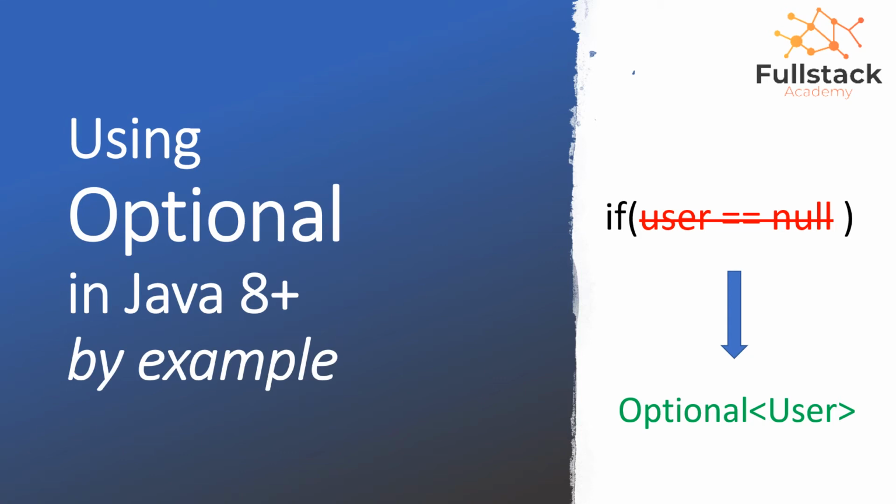Today, we will see how we can use the new Optional Java class in Java 8 and above and get rid of those annoying null checks and the null pointer exceptions in your Java code once and for all.